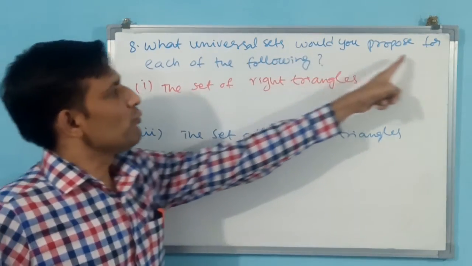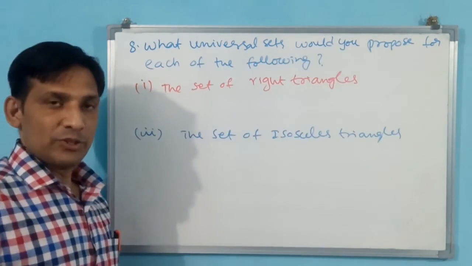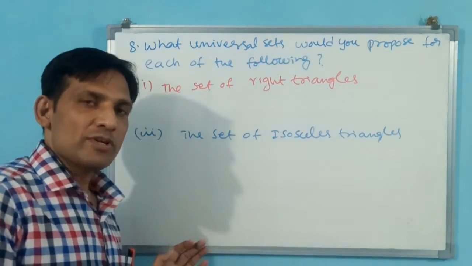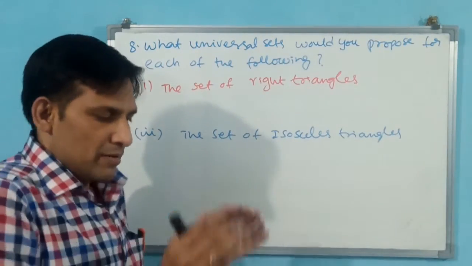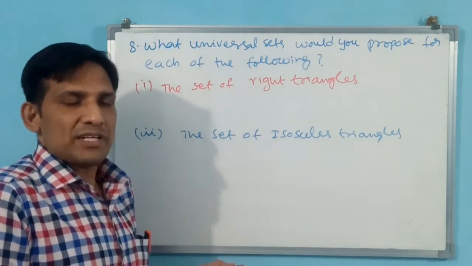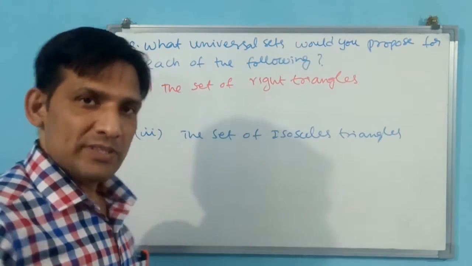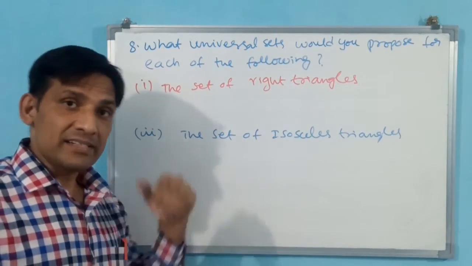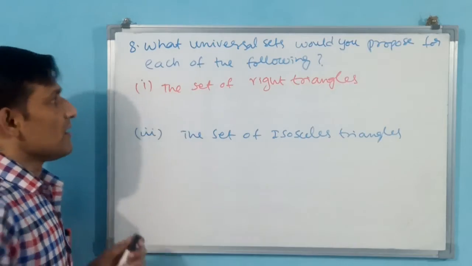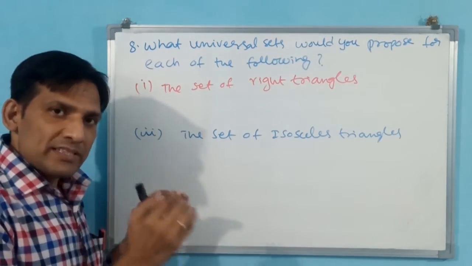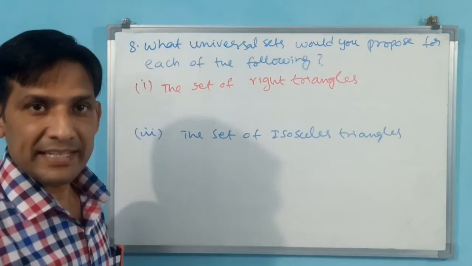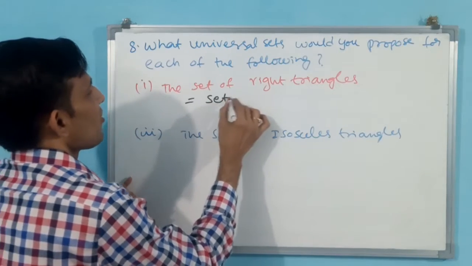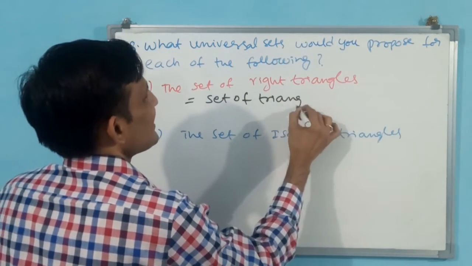What universal sets would you propose for each of the following? Universal sets you have to propose. The universal set is the bigger set, the smaller ones are subsets. We can compare with the bigger number. Population of India is a subset, but world population is the universal set. Like that you have to remember. See, number 1, the set of right triangles. Right triangle, right angle triangle, both are the same. If you consider the set of right angle triangles as a subset, then what will be the universal set? The set of triangles.